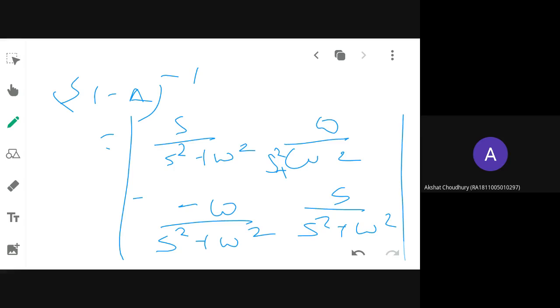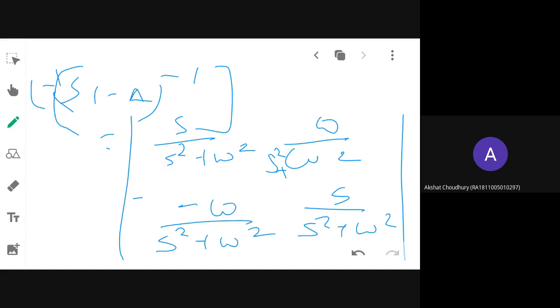Now one more final step. What is the final step that I have to do? Do you want me to pick one particular person and ask for the answer? That will be better, I think so. Laplace inverse. You have to take the Laplace inverse of this.